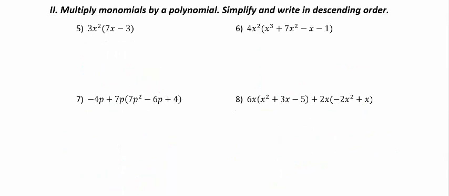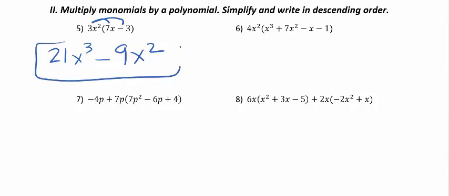Now we're going to multiply monomials by a polynomial, and then we're going to simplify it and write in descending order. So here's where we need to distribute the 3x squared to each term in the parentheses. So we're going to multiply 3 times 7 and get 21, and x squared times x gives us an x to the third power. And now we're going to multiply 3x squared by 3 and get 9x squared. No like terms to combine, and it's in descending order because we have the highest power first, third power, and then down to the second power.